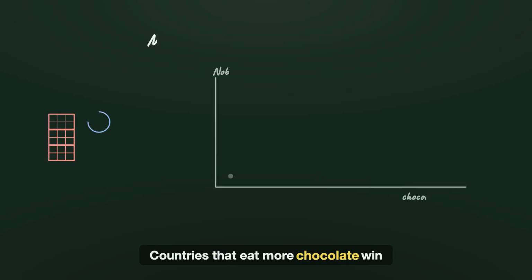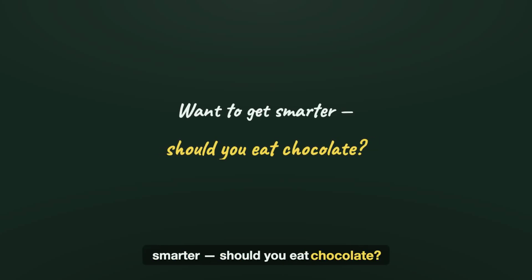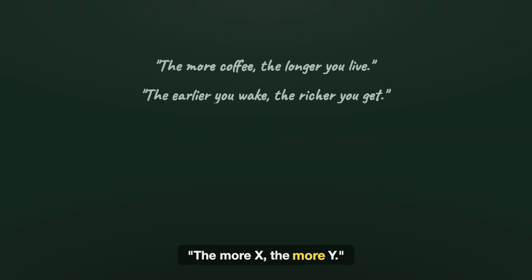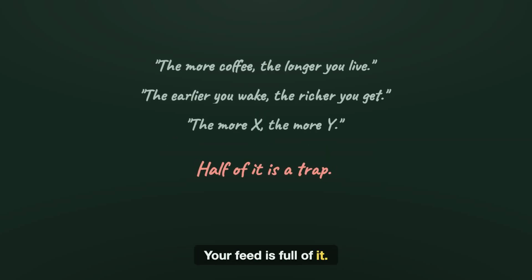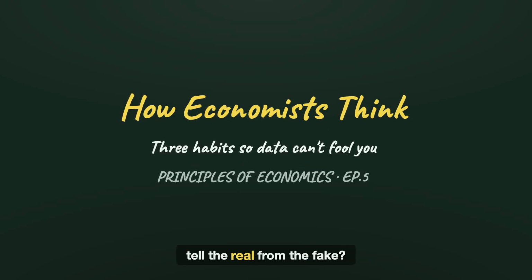Countries that eat more chocolate win more Nobel Prizes. That's real data. So, if you want to get smarter, should you eat chocolate? The more X, the more Y. Your feed is full of it, and half of it is a trap. So how does an economist tell the real from the fake?